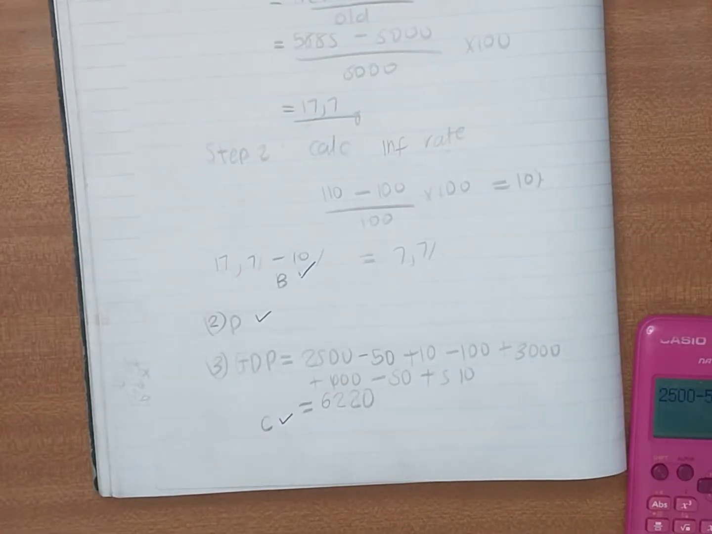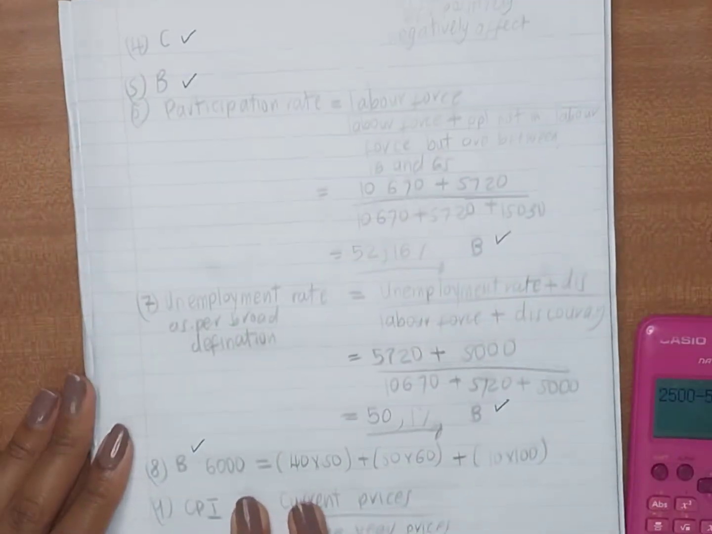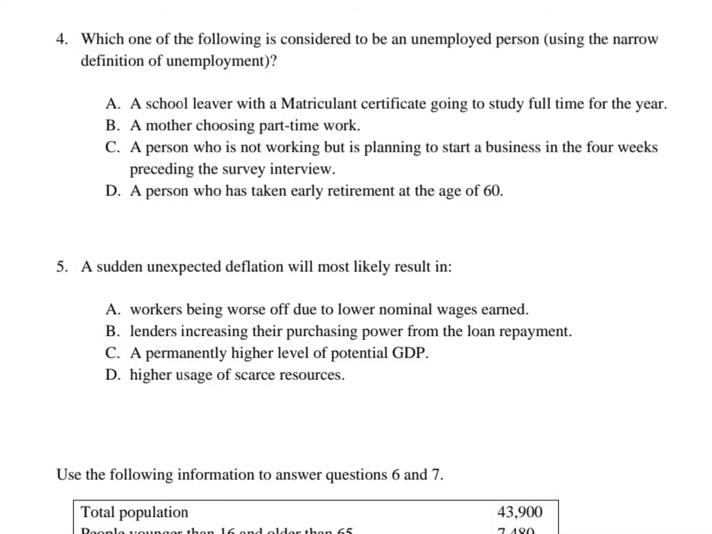So yes, let's get to the next question. I'm trying to make sure that I save time. The 4th question says, which one of the following is considered to be an unemployed person using the narrow definition of unemployment? We have 2 definitions of unemployment, and economically we use the narrow definition of unemployment, right?